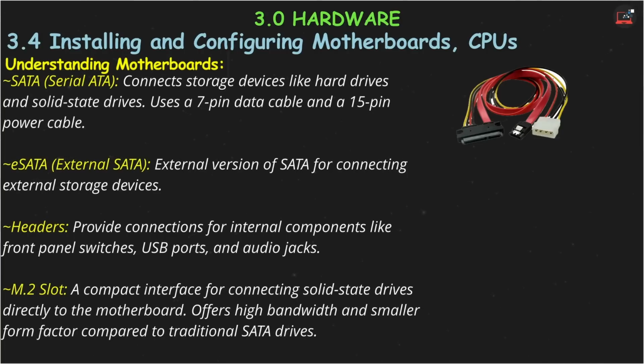SATA, serial ATA, connects storage devices like hard drives and solid-state drives. Uses a 7-pin data cable and a 15-pin power cable. eSATA, external SATA, is an external version of SATA for connecting external storage devices.